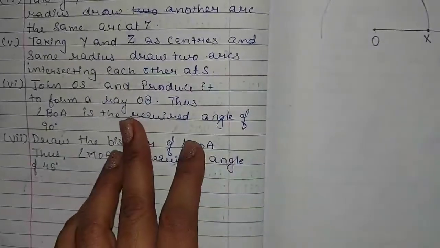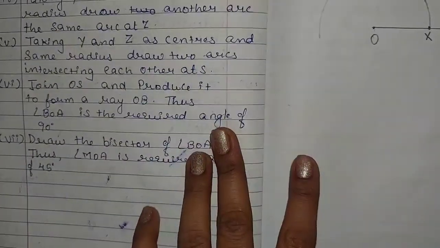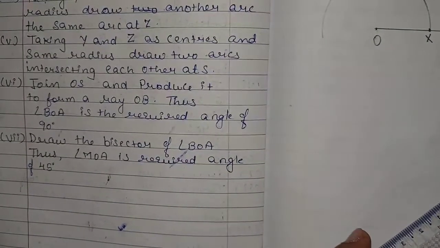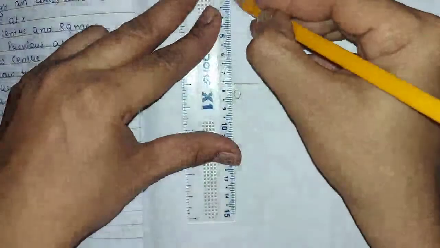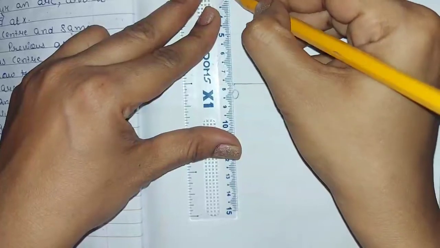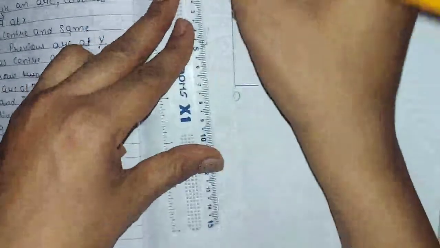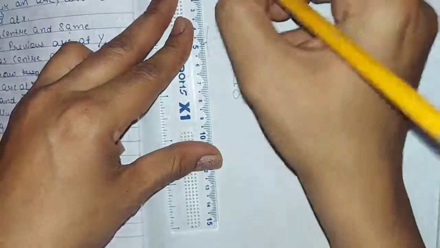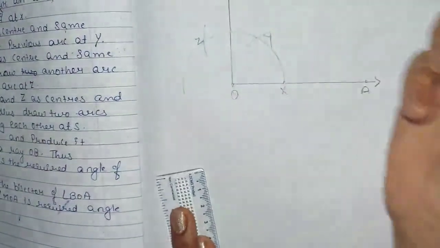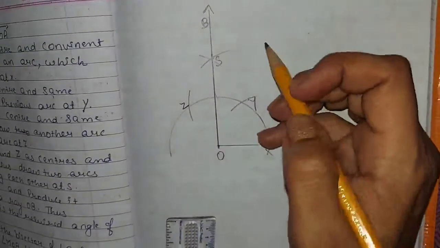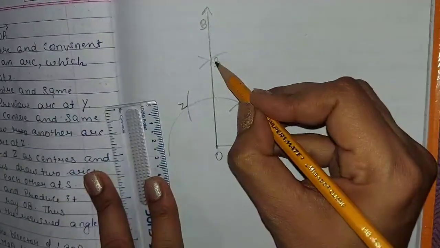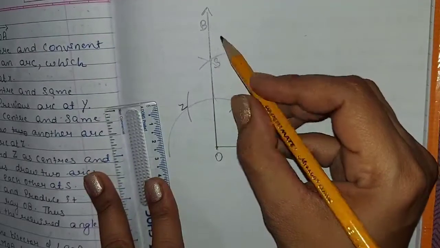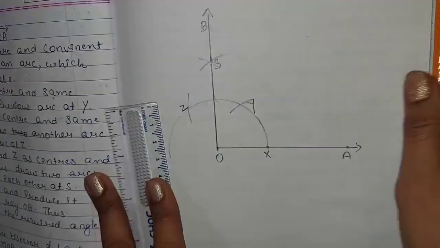Join OS and produce it from ray OB. Thus angle BOA is the required angle of 90 degrees. So students, here we will join OS and produce it from ray OB, and here we have to label A. So students, we have joined OS. This intersecting point we have to label as S.